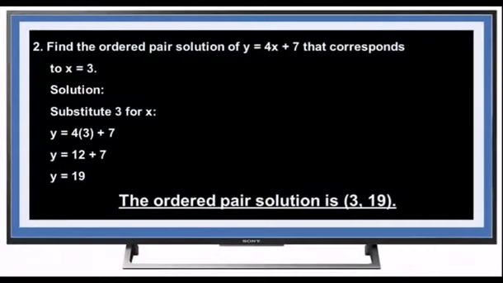Example number 2. Find the ordered pair solution of y equals 4x plus 7 that corresponds to x equals 3. Solution. Substitute 3 for x. So we have y equals 4 times 3 plus 7. 4 times 3 is 12 plus 7. So the value of y is 19. Therefore, the ordered pair solution is 3, 19, where x is 3 and y is 19.